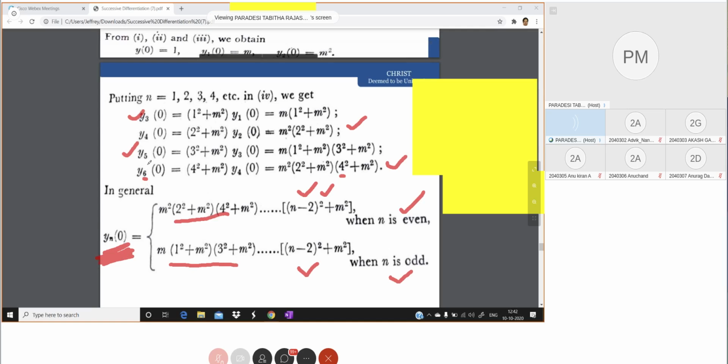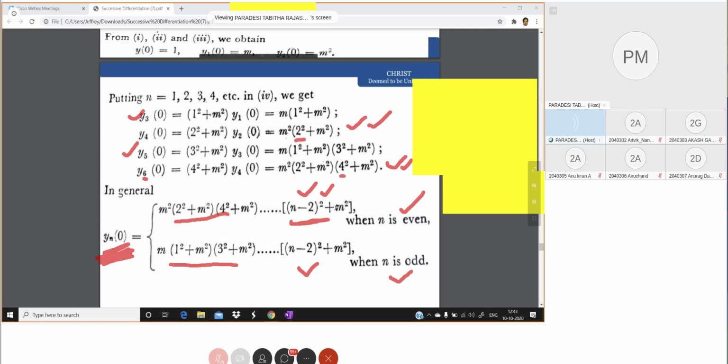First, let's begin with the even terms. We considered y4, we considered y6. So y6 has a 4 square coming within brackets. I asked you what will come for yn. You said n minus 2 whole square will come. But for y6, it's a 4 square, and for y4, it is a 2 square. So for yn, it is n minus 2 whole square plus m square, which will be the last term. So the pattern is this: m square into 2 square plus m square into 4 square plus m square, dot dot dot. The last term would be n minus 2 whole square plus m square.